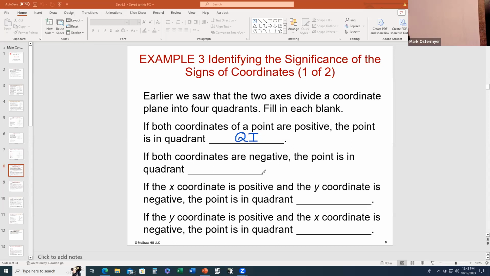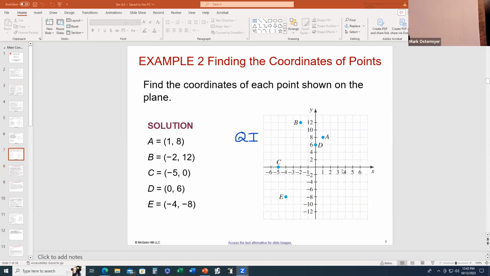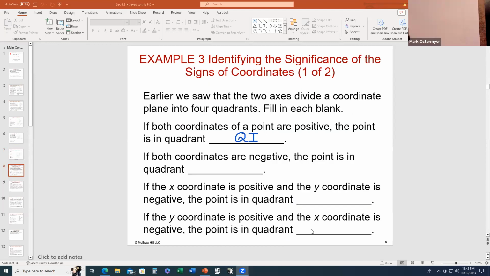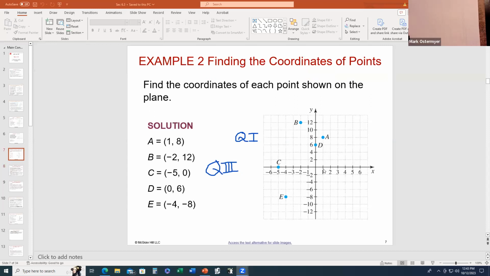If both coordinates are negative, where would we be? If both X and Y coordinates are negative, quadrant 3. We'd be down here in quadrant number 3. So that would put us in quadrant 3, Q Roman numeral 3. If the X coordinate is positive and the Y coordinate is negative, the point would have to be in what quadrant? X coordinate's positive, but the Y coordinate is what? Negative. So we're in the 4th quadrant.